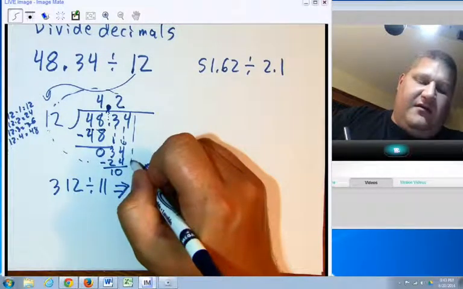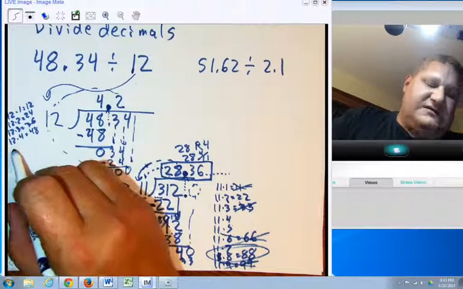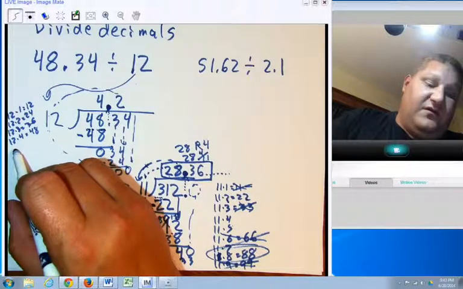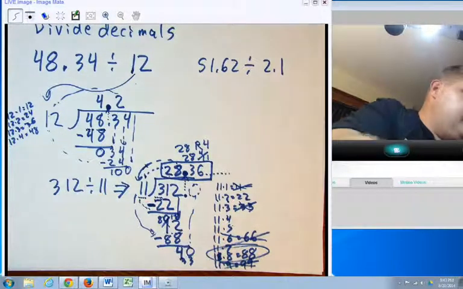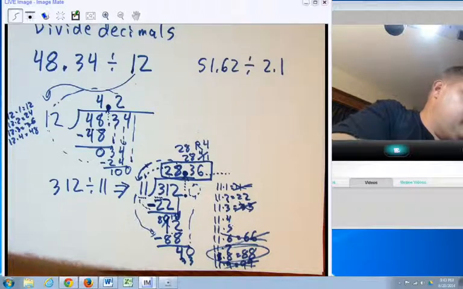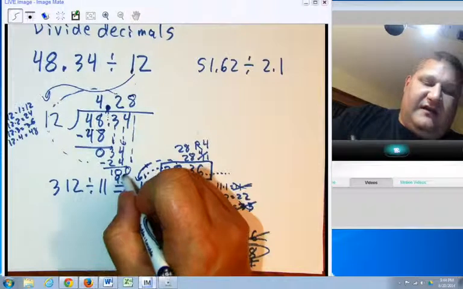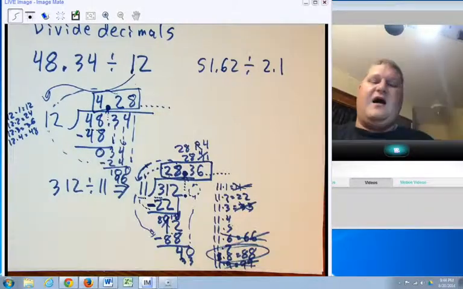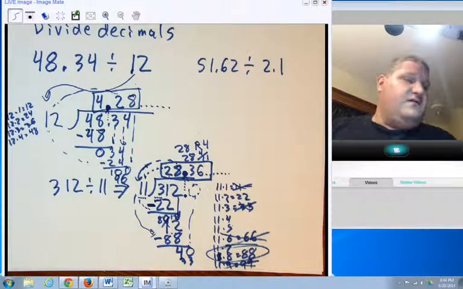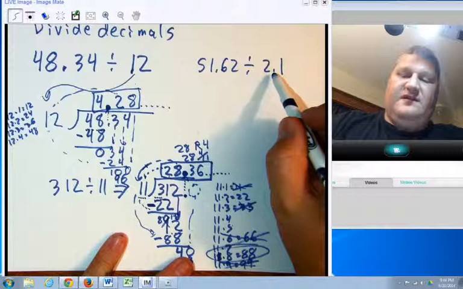Bring down a 0. How many times does 12 go in? Oh, let's see here. 12 times 5, 12 times 6, 12 times 7, 12 times 8. I believe 12 times 8 is the best. 12 times 8 would be 96. And again, I could keep going, but I'm going to get to 2 places and stop.